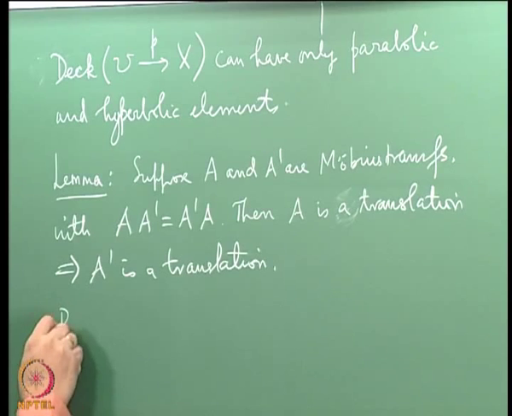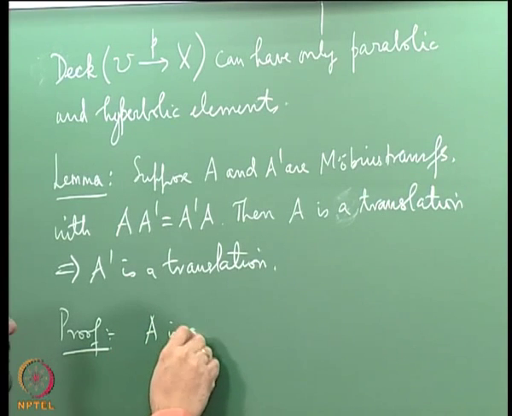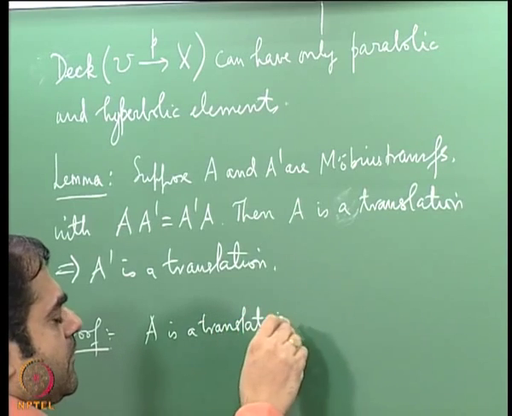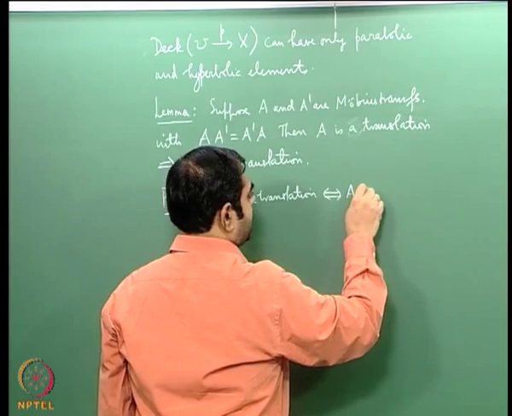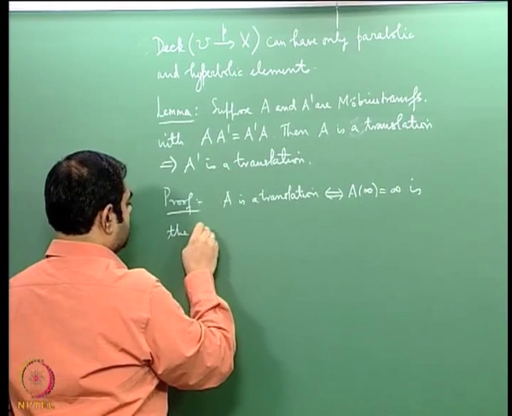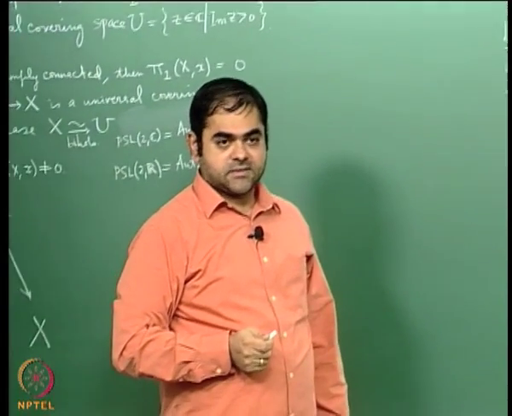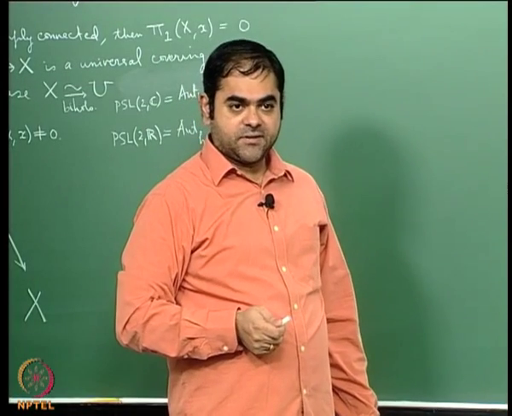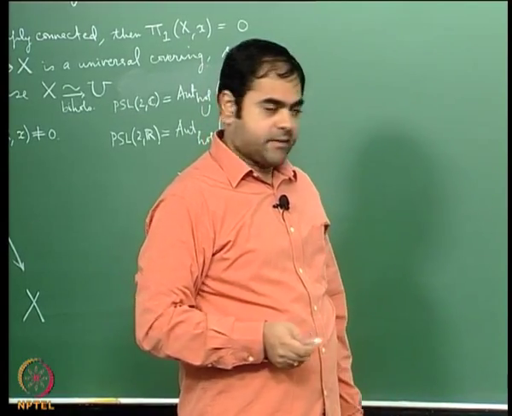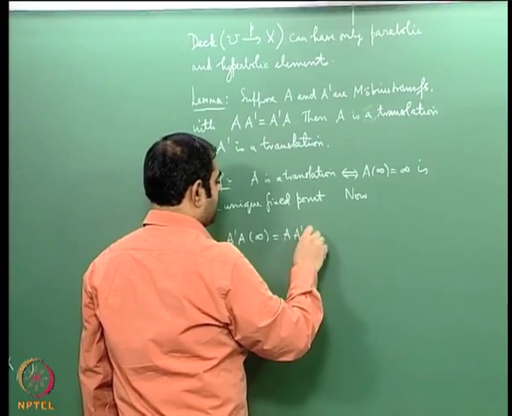So what is the proof? The proof for this is, you see, A is a translation means that A of infinity equal to infinity is the unique fixed point, okay. If A is a translation, then infinity is a fixed point, and you know translations are parabolic, okay. In fact a Moebius transformation is parabolic if and only if it is conjugate to a translation. And if it is parabolic, by definition it has only one fixed point, so infinity is the unique fixed point, alright. Now you see A prime A of infinity will be A prime of infinity, okay.